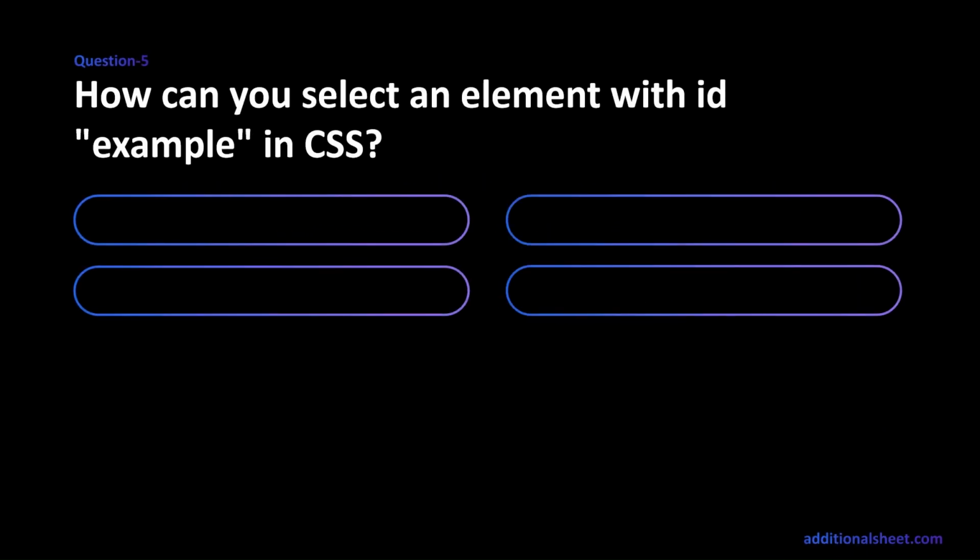Q5. How can you select an element with ID example in CSS? Options are A. Hashtag example, B. Dot example, C. Asterisk example, D. Dollar example.